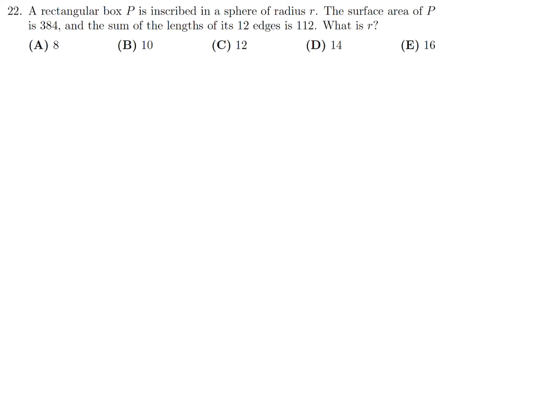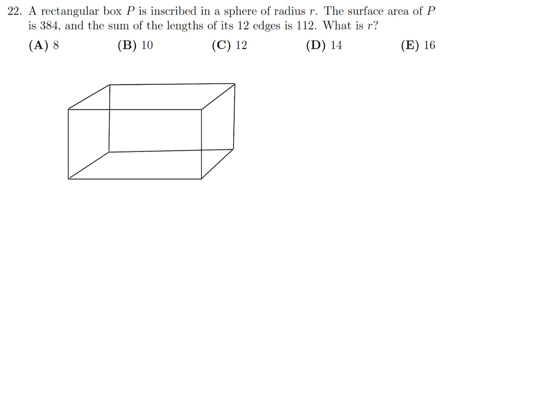A rectangular box P is inscribed in a sphere of radius r. The surface area of P is 384, and the sum of the lengths of its 12 edges is 112. What is r? So first let's draw a box, a very basic box here, and we will try to figure out as much as we can.